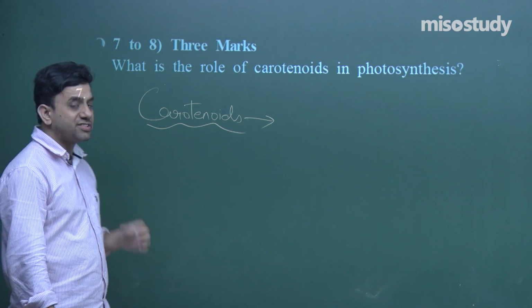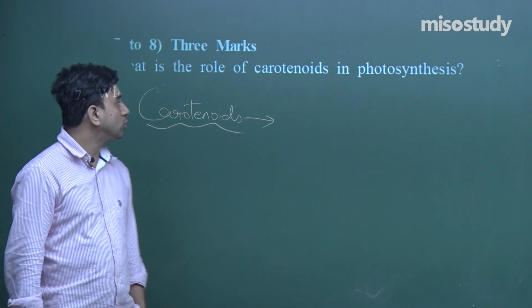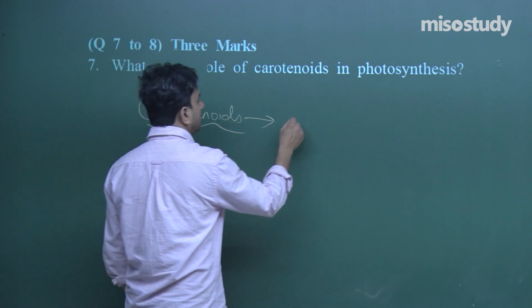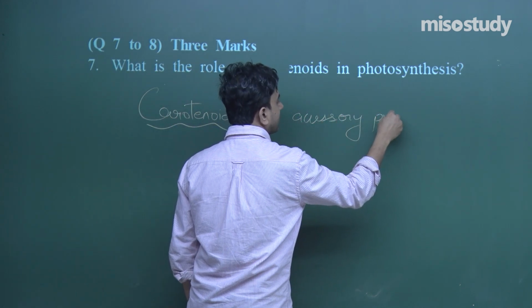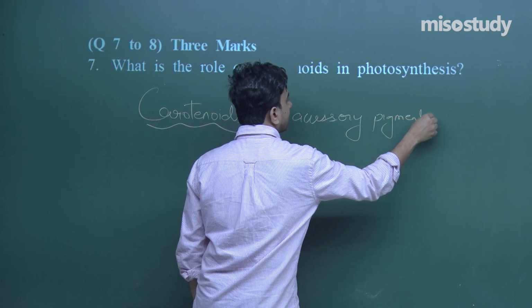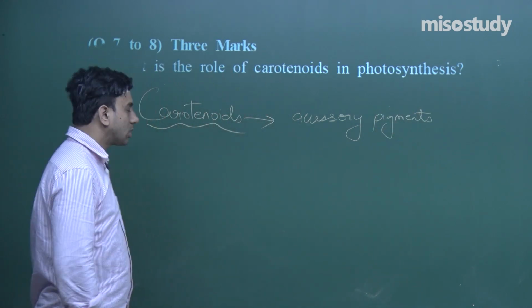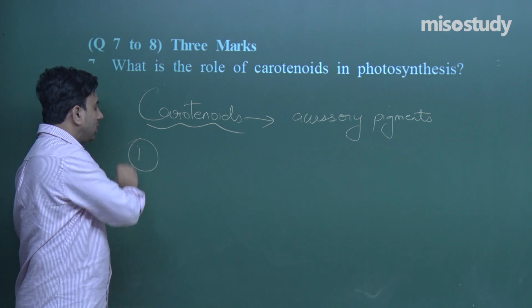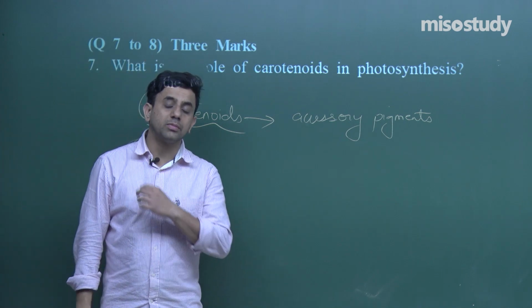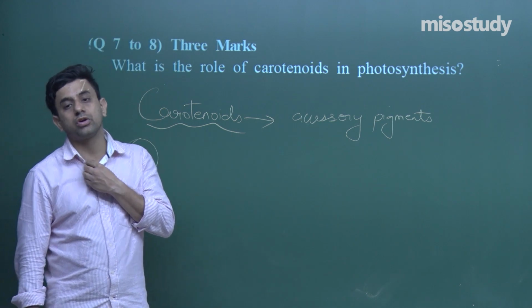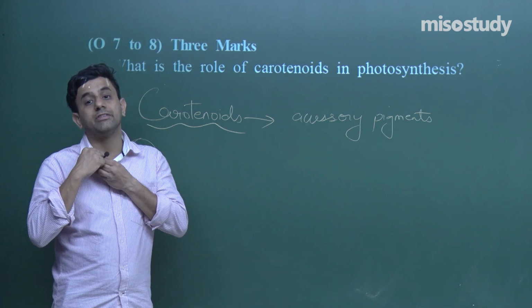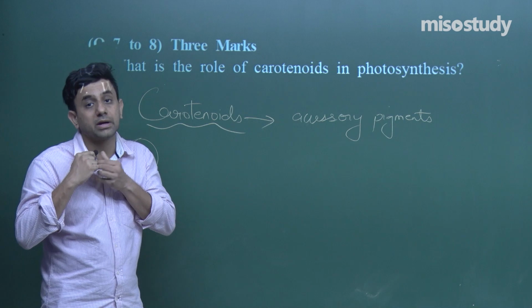Now, the carotenoids, what they do: these are the accessory pigments. So, what do they do? First of all, they absorb energy from the visible spectrum of light and redirect it to the chlorophyll, and hence they function as accessory pigments.